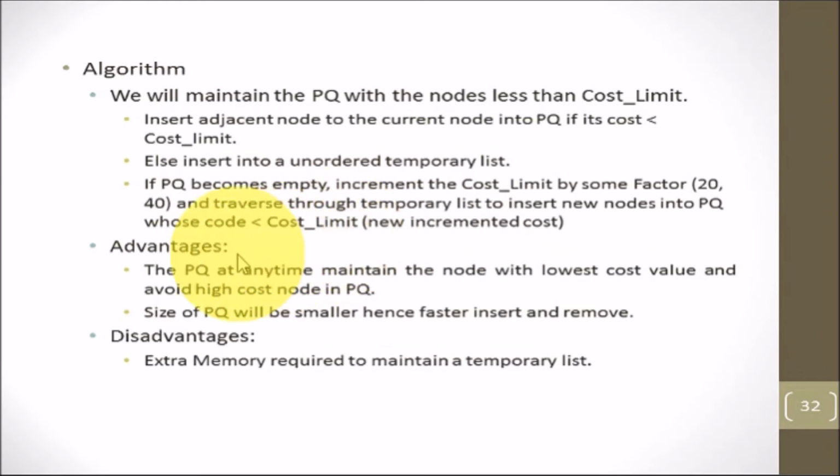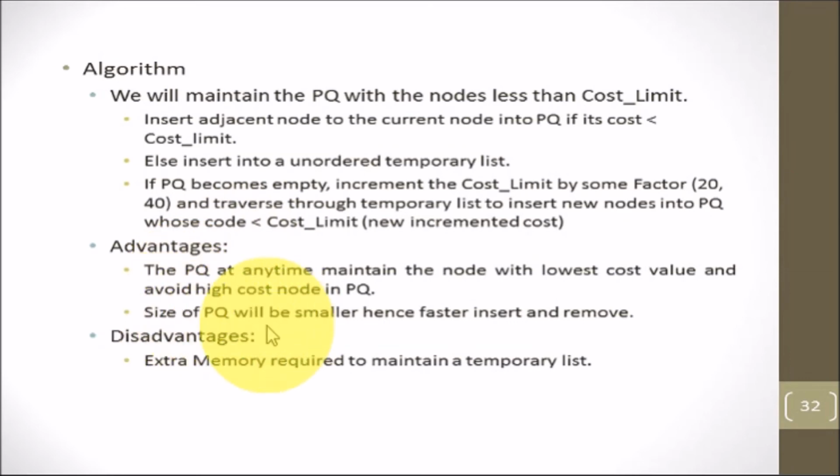So the advantage of our approach is that at any time the priority queue maintains the nodes with the lowest cost value and avoids the highest cost nodes in the priority queue. So if the algorithm is processing nodes in the range of, let's say, a cost of 20, then there is a very low probability that it would directly go to an 80 cost node. So we just keep the highest cost nodes outside the priority queue.